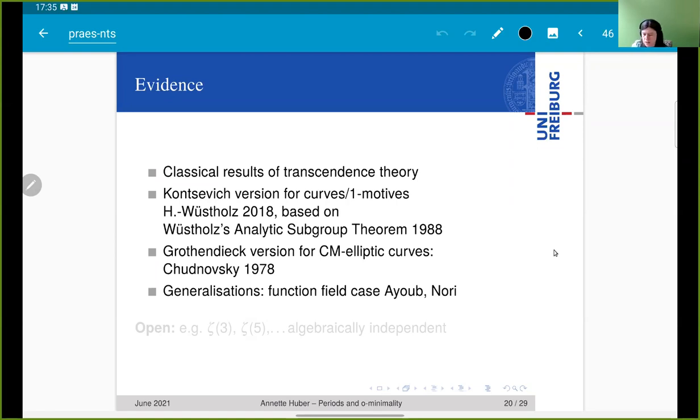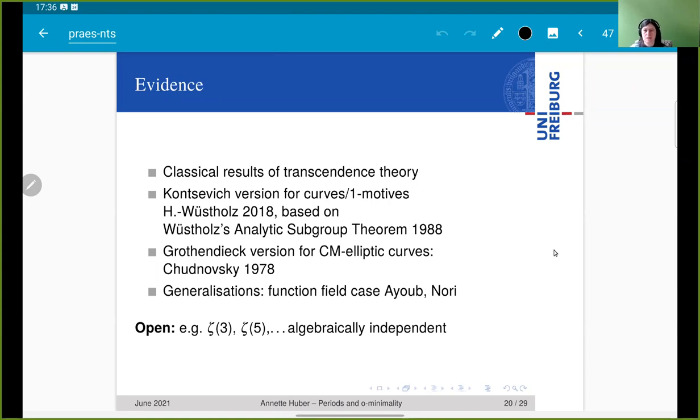To give you a feeling on what we don't know, I told you that the values of the Riemann zeta function at natural numbers are periods. And this period conjecture implies that the values at odd integers should all be algebraically independent. And for even integers, you have the powers of pi. So we understand that. But if you look at the odd values, they should be algebraically independent. And we really don't know this. We know that zeta 3 is irrational. We don't even know that a single one of them is transcendental, let alone that they're algebraically independent.